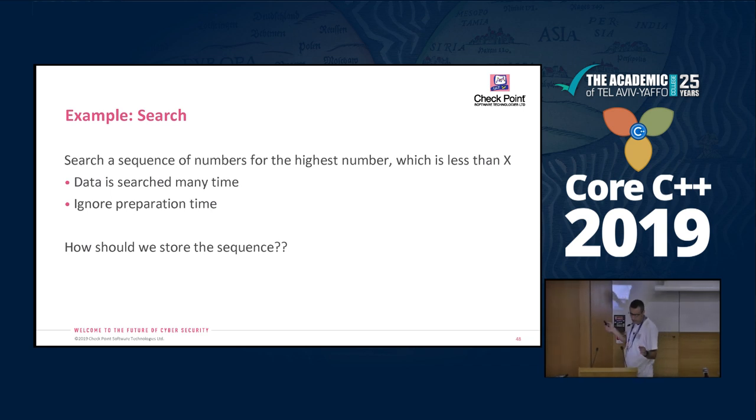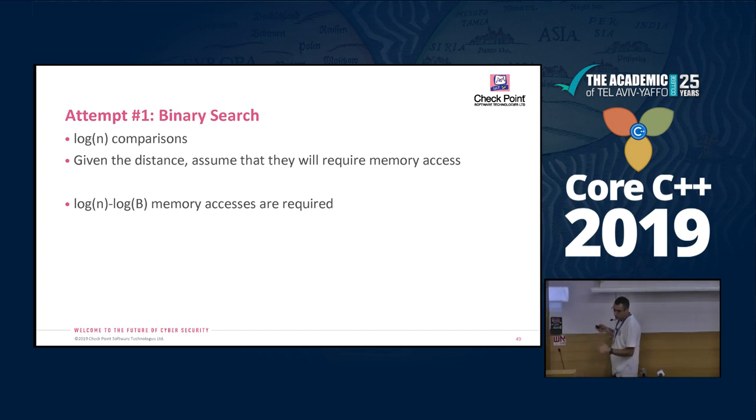So let's look at an example. We have a sequence of numbers, and we want to find the greatest number that is less than x. We assume that we search this sequence many times, so we ignore the preparation time. How should we store this sequence? The first thing that everyone says is to sort it and to use binary search. Binary search will cost us log n comparisons, and given the distance, it's a very close approximation that it will be log n cache misses. It's actually log n minus log B, but that's the order that we talk about, log n. We want to do something a bit better.